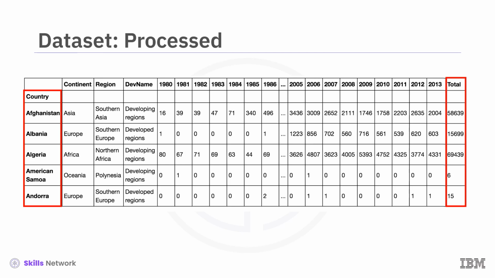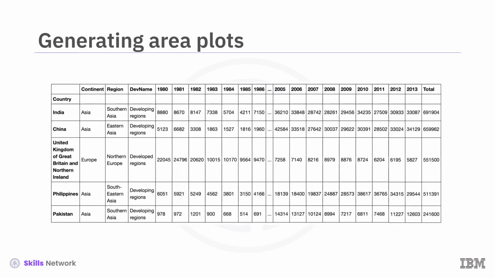Also, let's add an extra column that represents the cumulative sum of annual immigration from each country from 1980 to 2013. So, for Afghanistan, it's 58,639 total. And for Albania, it's 15,699, and so on. And let's name our data frame df_Canada. So now that we know how we have stored our data in the data frame df_Canada, let's try to generate area plots for the countries with the highest immigration to Canada. We can try to find these countries by sorting our data frame in descending order of cumulative total immigration from 1980 to 2013.